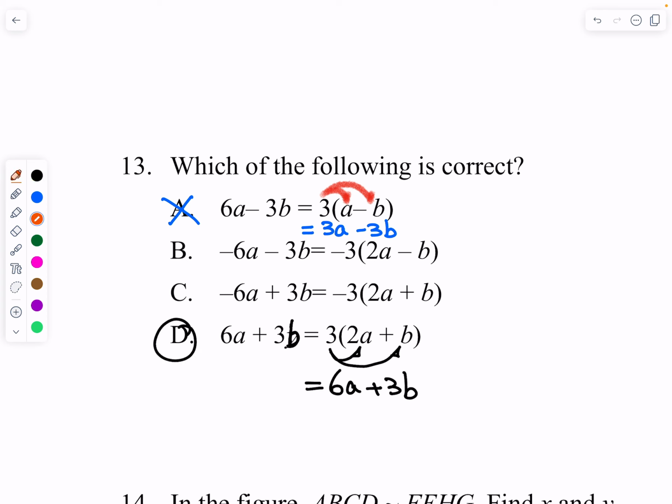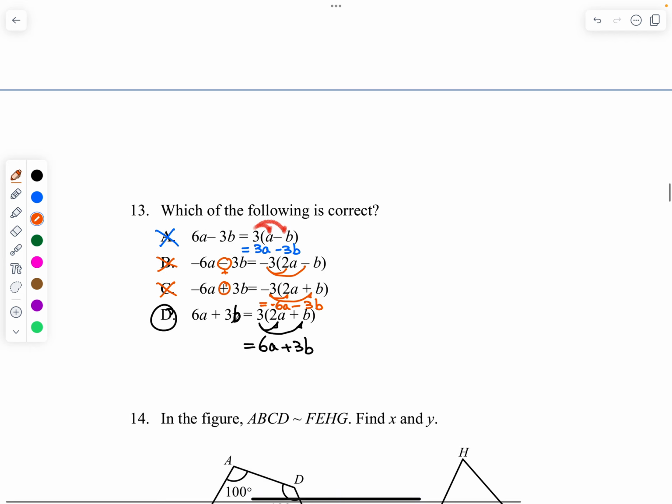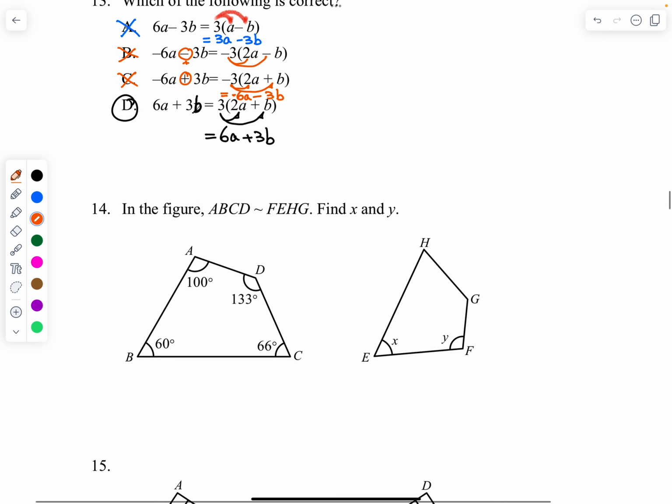How about the first one? Negative 3 times 2, click calculator. Negative 3 times 2 is negative 6a, and then negative 3b. Are they the same? No. No, also no, because negative becomes positive. Okay, cool. Next, how do I know which one is which?